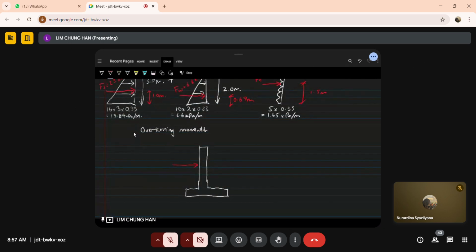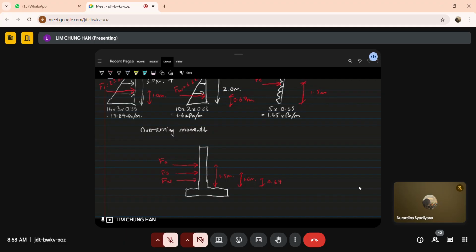You have a force here at mid height. That is your surcharge. So that's your Fs, and then you have your Fc, that's Fc at mid height, surcharge. And then you have your Fs. Fs is 1 meter down. And then you have your Fw, your water, which is 0.67.